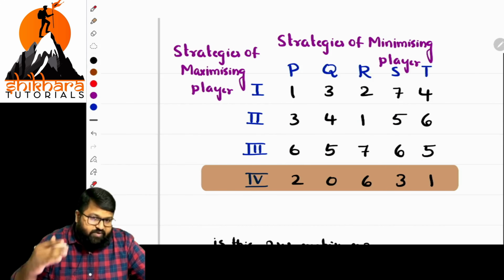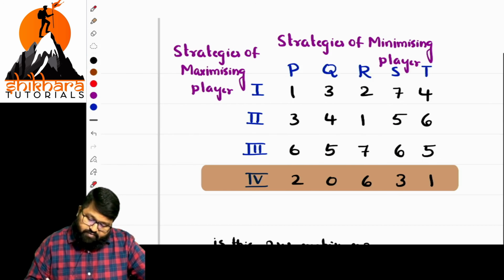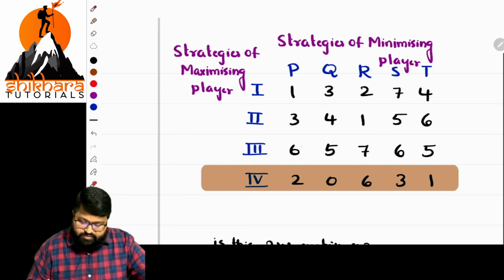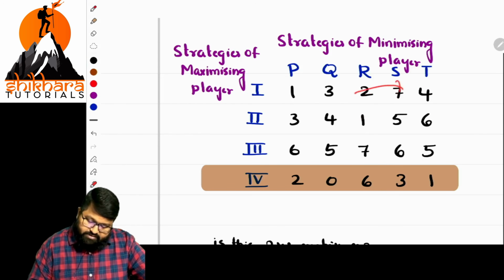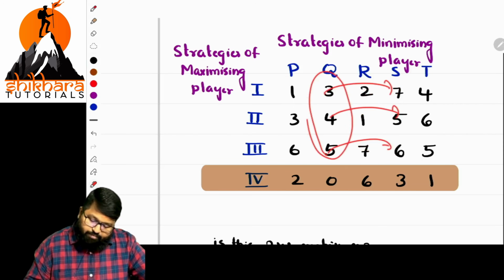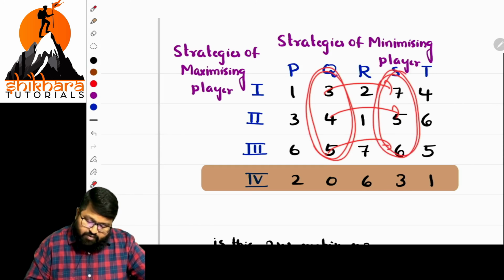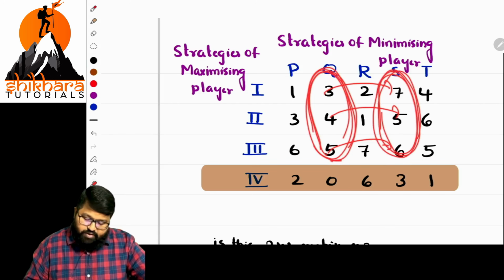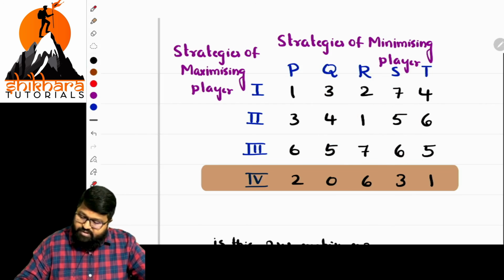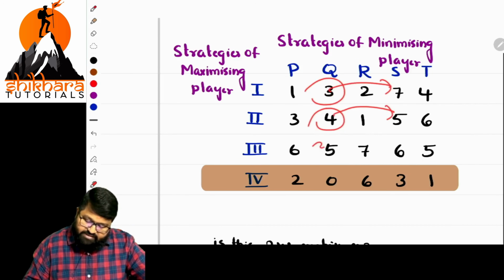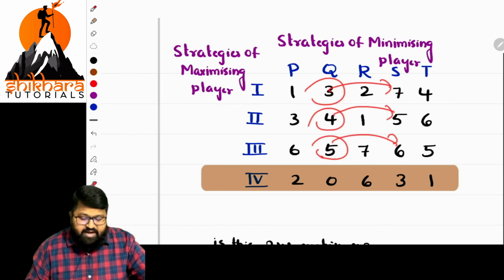Let us go with the columns now. In the case of columns, what is the highest value? 7 is highest. It's gone here. Next, this is highest. This is highest. This is gone here. This is highest. This is highest. So when you compare Q and S, you are getting a better chance. See that point now. 3, 7 is highest. 4, 5 is highest. 5, 6 is highest. Is there any other chance?